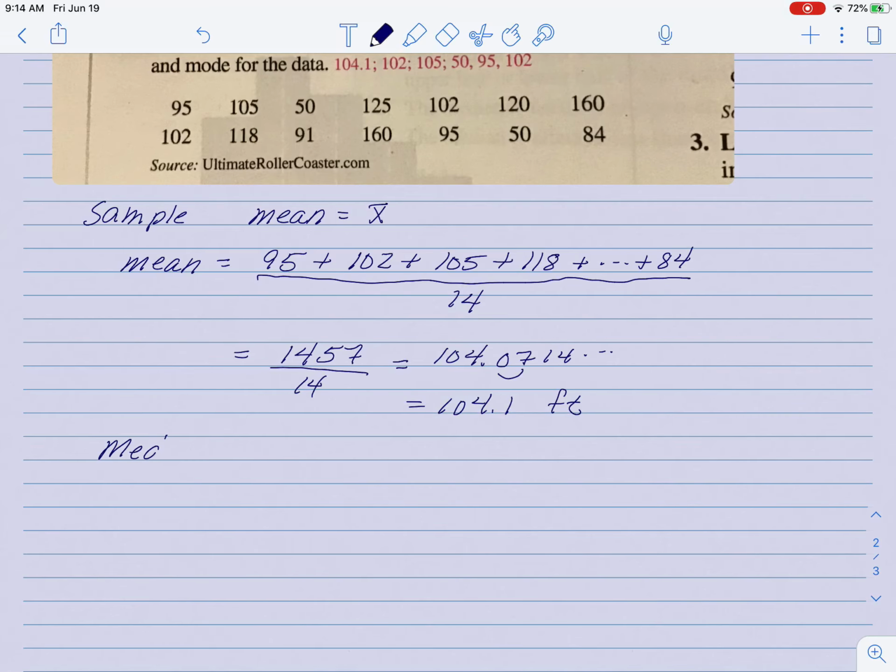And to do the median, there are two steps that you have to do. The first thing is order your data from smallest to largest. So if we look at our data, the smallest data point is 50. That takes care of that one. And there's another 50. That's that one. And then what's the next one? 84.